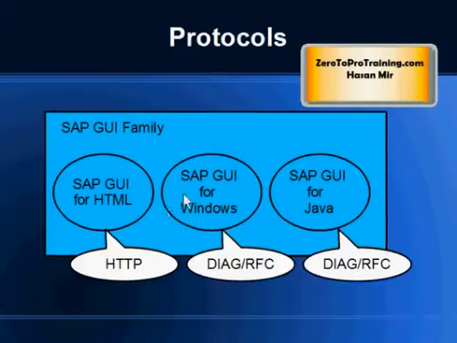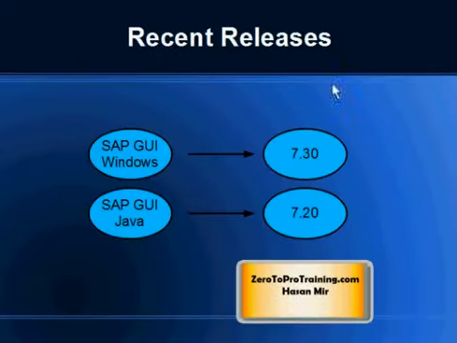SAP GUI for HTML uses the HTTP protocol. All you are using is the browser to connect to the ITS service running on the application server, and this is the same protocol that is used when you open any other web page. HTTP is basically the protocol for browsing websites. SAP GUI for Windows and Java use the DIAG and RFC protocols, which are different from the first one. The current release for SAP GUI for Windows is 7.3 and for Java is 7.2.